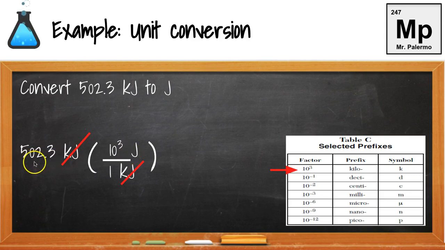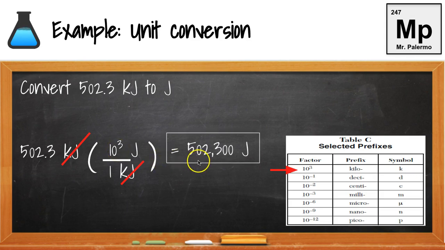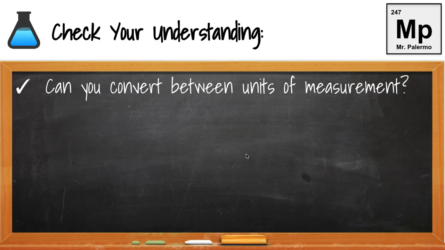And now I just multiply the top. 502.3 times 10 to the third, which is 1,000, gives me an answer of 502,300 joules. Okay, let's check our understanding. Let's see if you can convert between units of measurement.